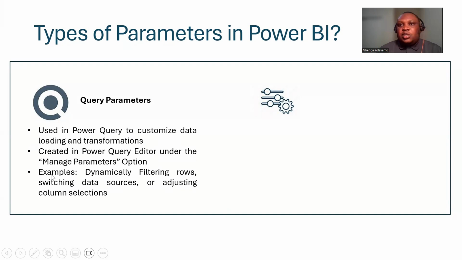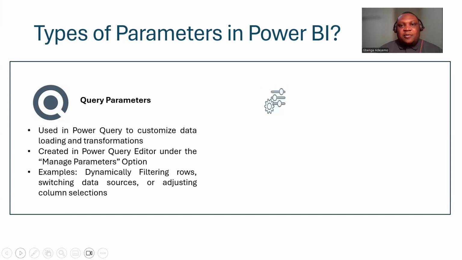Okay, examples of query parameters. For example, you can dynamically filter your rows. You can switch between data sources. That's one very interesting thing I've done in the past, and I find it very interesting and fun, where I was able to switch between two different databases, or adjust column selections. It's very, very interesting, sincerely.